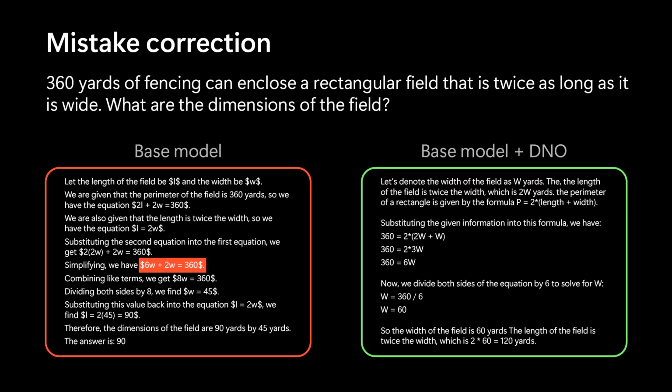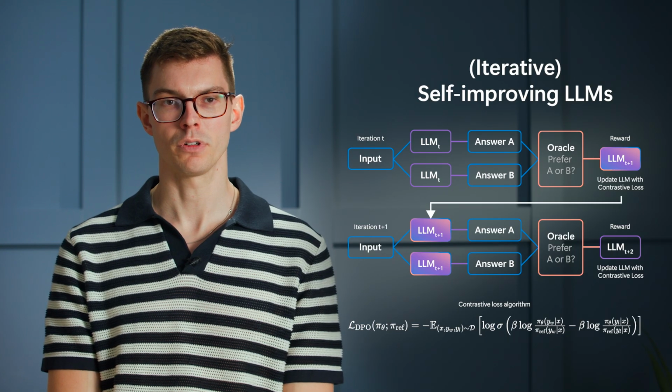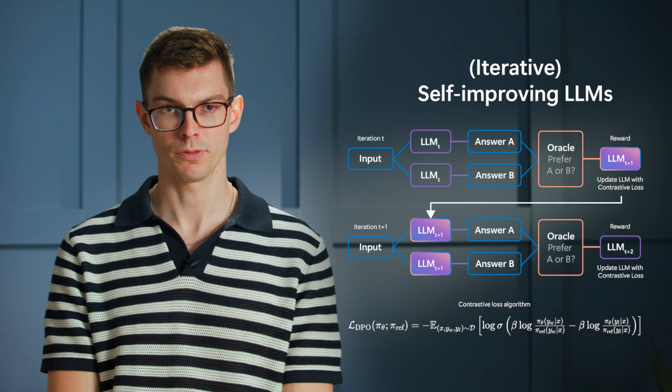Before we move on, I want to give a concrete example of what we mean by self-improving behavior. Here is a simple geometry problem where a base model that was already SFT'd makes a simple arithmetic error on the left-hand side. And after our self-improving technique, the model is able to correct this mistake. Here we give a simple overview of how direct Nash optimization works.